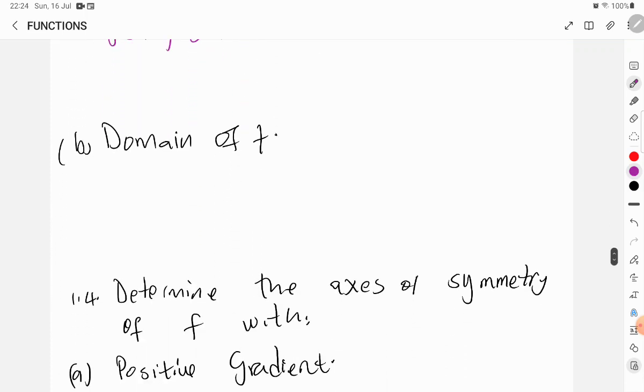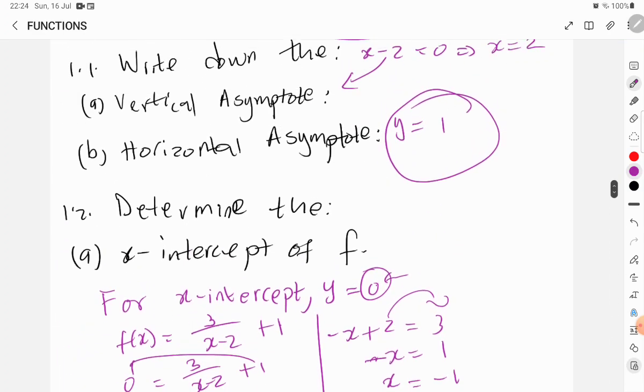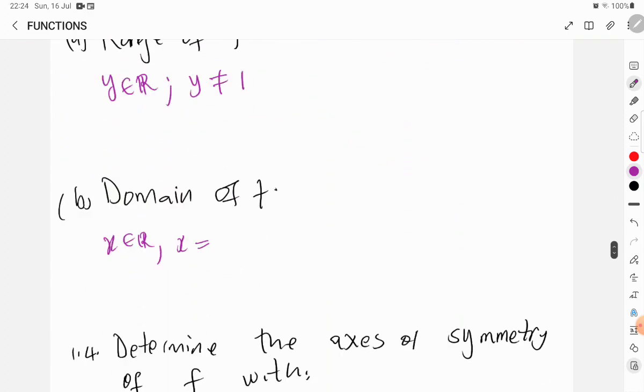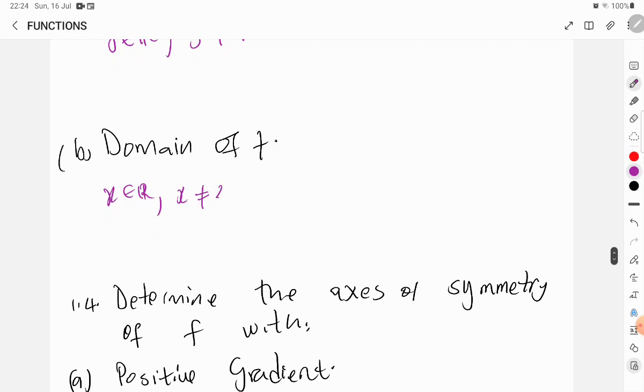Finding your domain for a hyperbola, x is an element of reals. Again, go back and check. We said x minus 2, x is equal to 2, right? Here we're just going to say that x is not equal to 2. That's all because our graph is not defined when x is equal to 2. So that's just it in terms of the domain and the range.